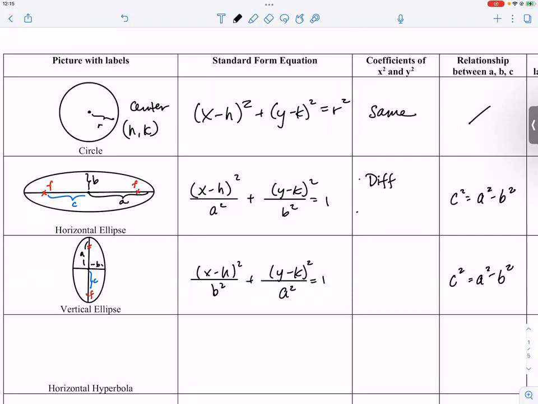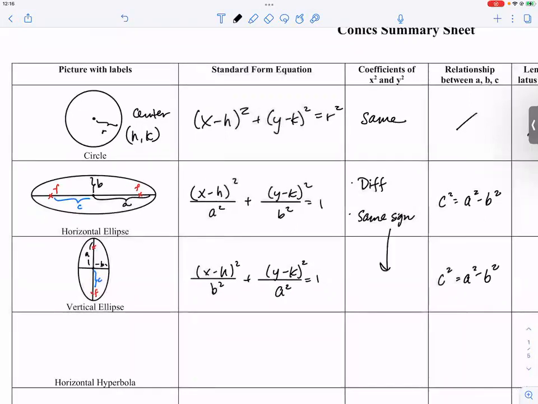And what else? There's one more condition. They're different, but they're both having the same sign. Okay, well, so far we have seen positive, and they tend to be positive. If they're both negative, then we just divide it over. But so far they have to have the same sign, but they're different numbers. Okay, so same for this.